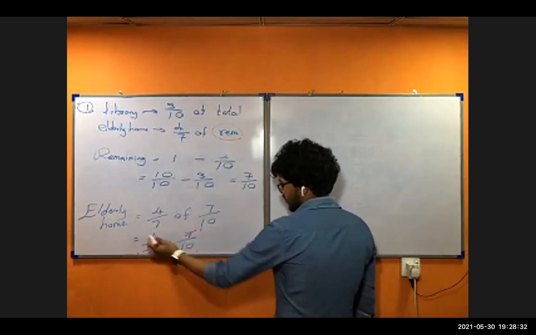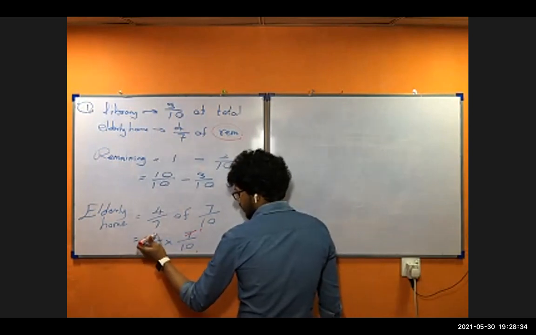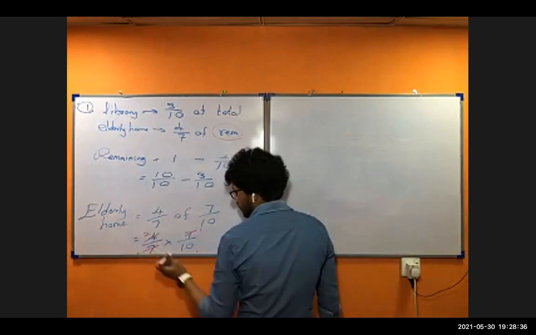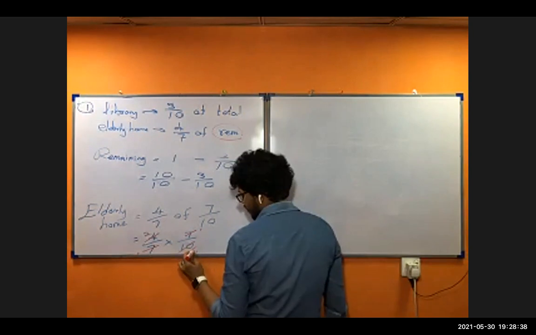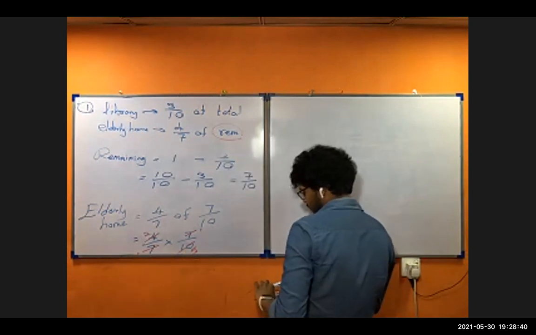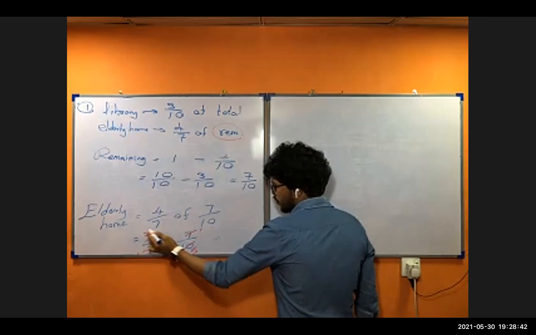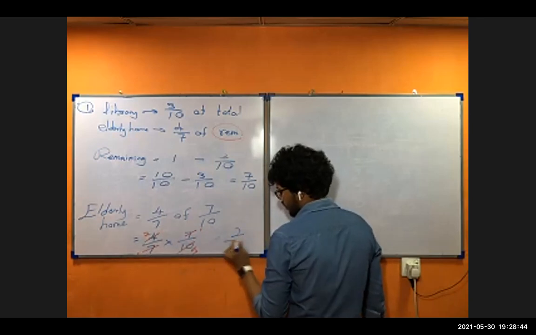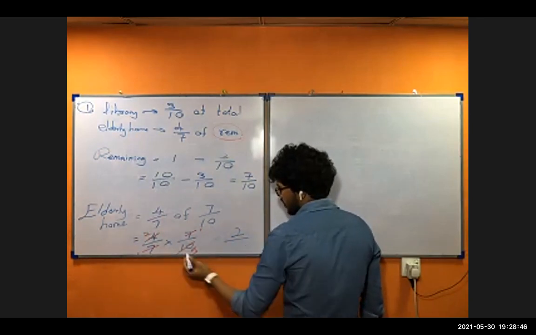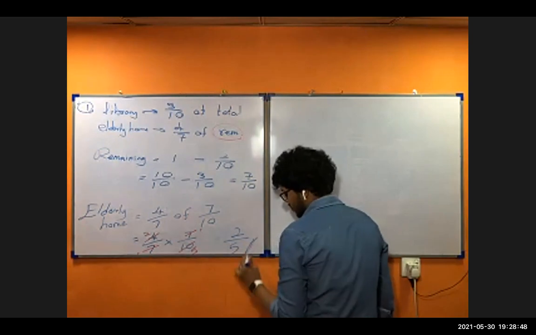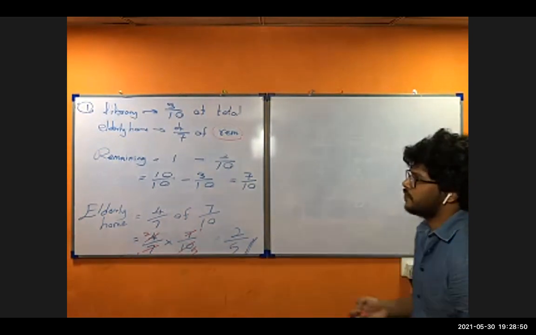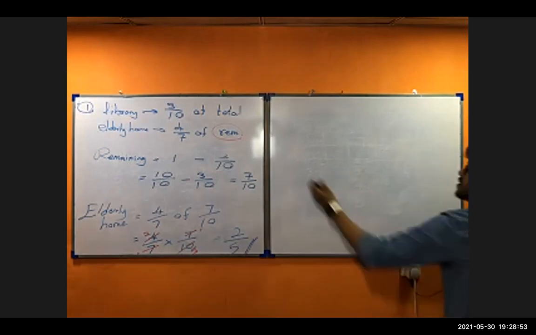So here also you have something common. 4 divided by 2 is 2, 10 divided by 2 is 5. So at the top, you have 2 times 1, that is 2, and at the bottom, you have 1 times 5, which is 5. So this is the answer to the first question, first part. Second part.